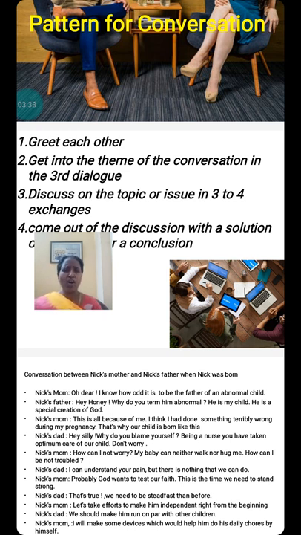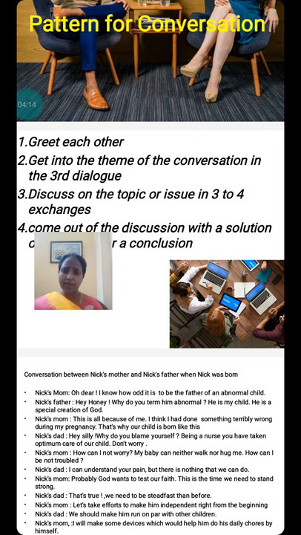The next mom, "How can I not worry? My baby can neither walk nor hug me. How can I be not troubled?" She is again expressing her sadness. And then next step, "I can understand your pain, but there is nothing that we can do." Now he is putting a full stop to her worries. He is telling, don't go on speaking or blaming or looking at the darker part of the incident. Try to look at the other side. That is, every dark cloud has a silver lining. Look at the silver lining.